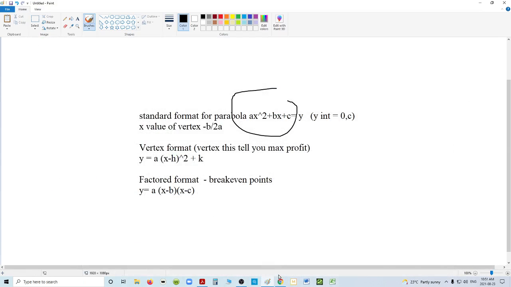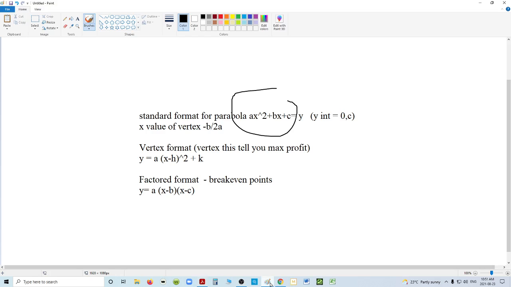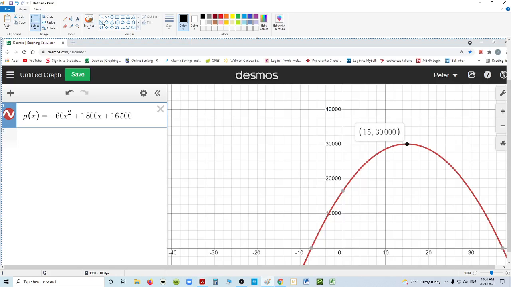So those are the skills you're going to need for this chapter. Let's get on to the questions. So obviously they're trying to get you to calculate the average rate of change as you get closer and closer to 15, which means that if we look at it carefully, as we go up on the left side closer and closer to 15, the slope is going to get smaller and smaller.